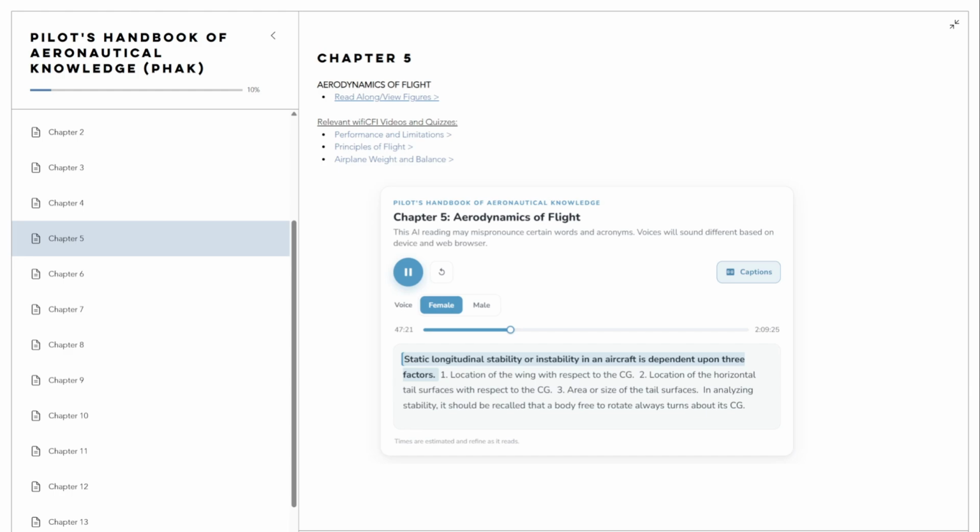Static longitudinal stability or instability in an aircraft is dependent upon three factors. 1. Location of the wing with respect to the CG. 2. Location of the horizontal tail surfaces with respect to the CG. 3. Area or size of the tail surfaces. In analyzing stability, it should be recalled that a body free to rotate always turns about its CG.